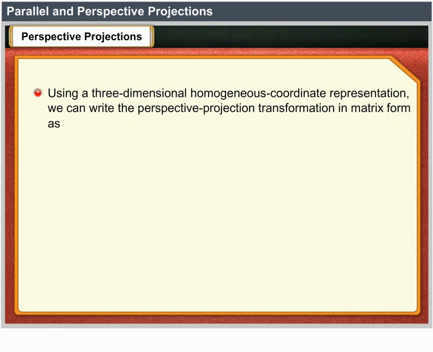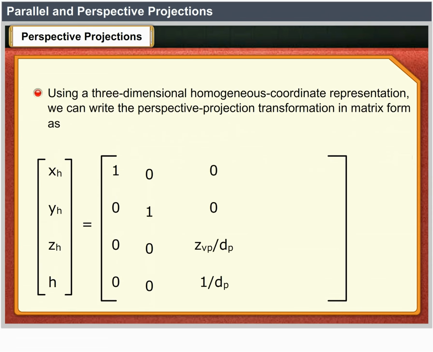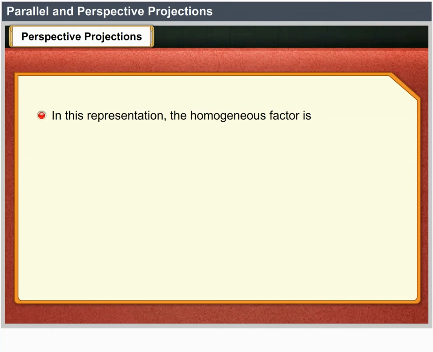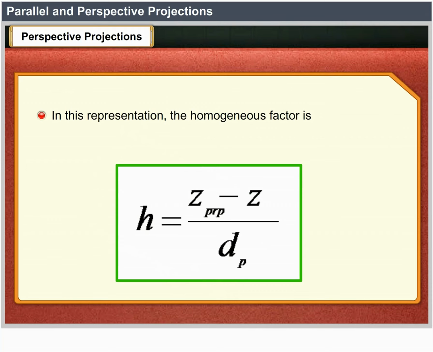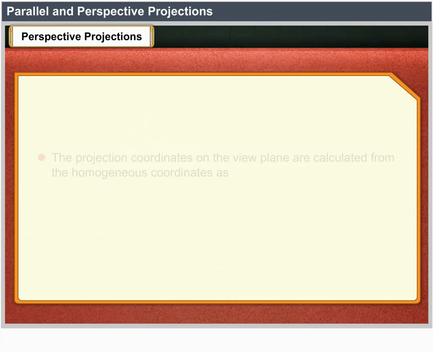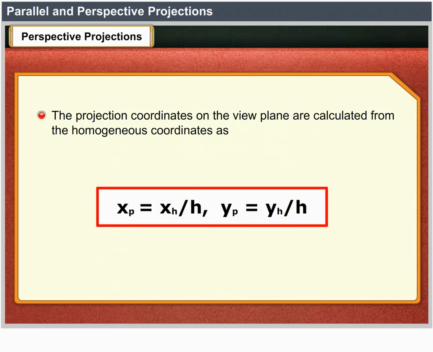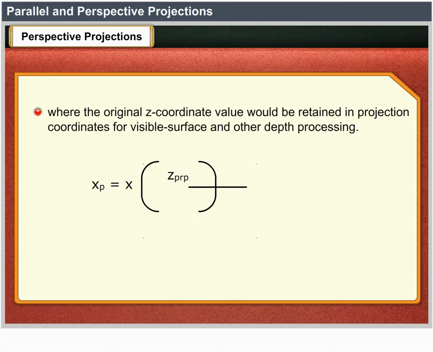Using a three-dimensional homogeneous coordinate representation, we can write the perspective projection transformation in matrix form as shown below. In this representation, the homogeneous factor is h equals zprp minus z over dp, and the projection coordinates on the view plane are calculated from the homogeneous coordinates as xp equals xh over h, yp equals yh over h, where the original z coordinate value would be retained in projection coordinates for visible surface and other depth processing.